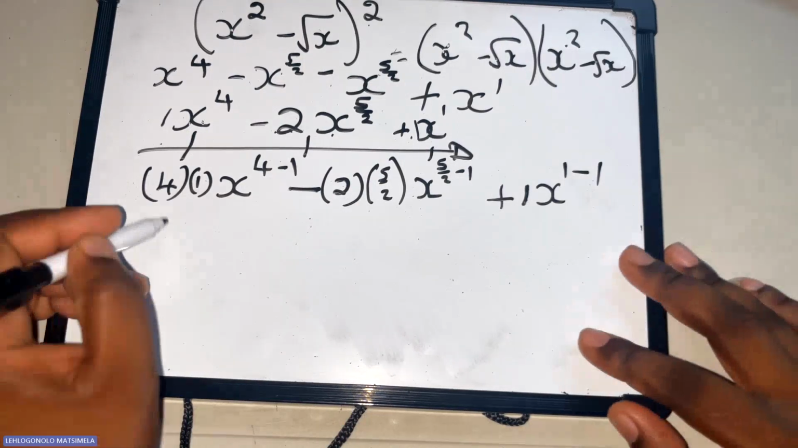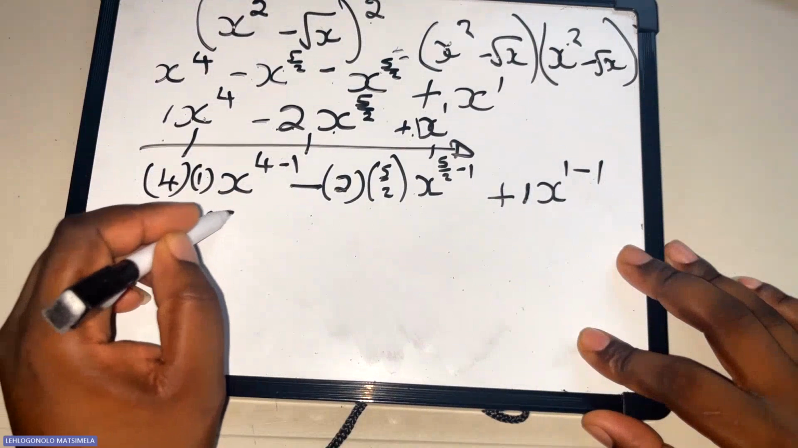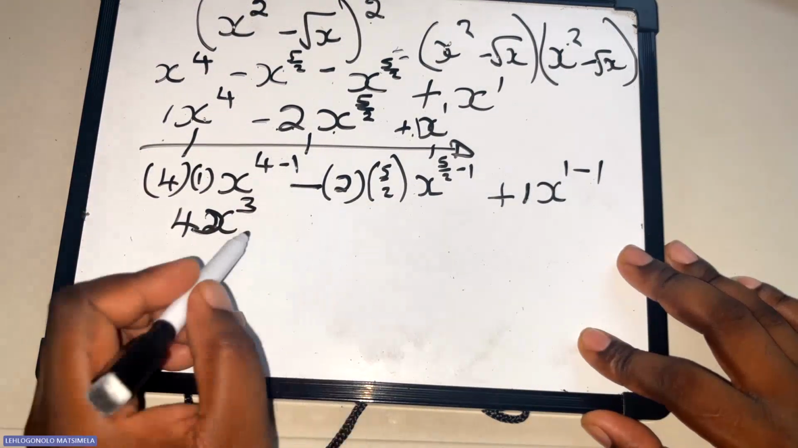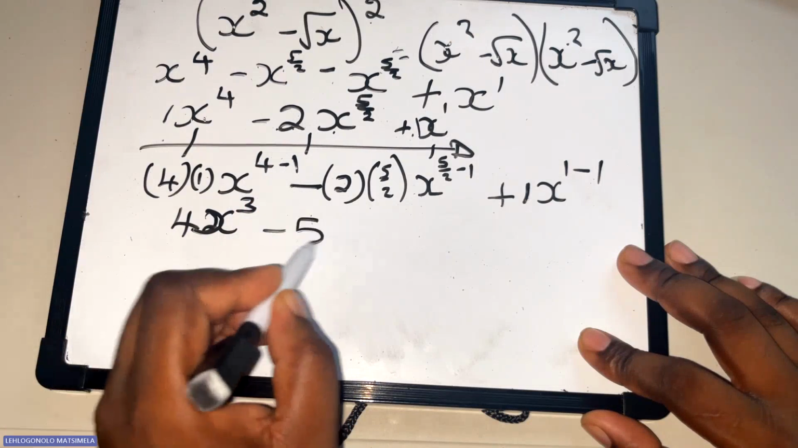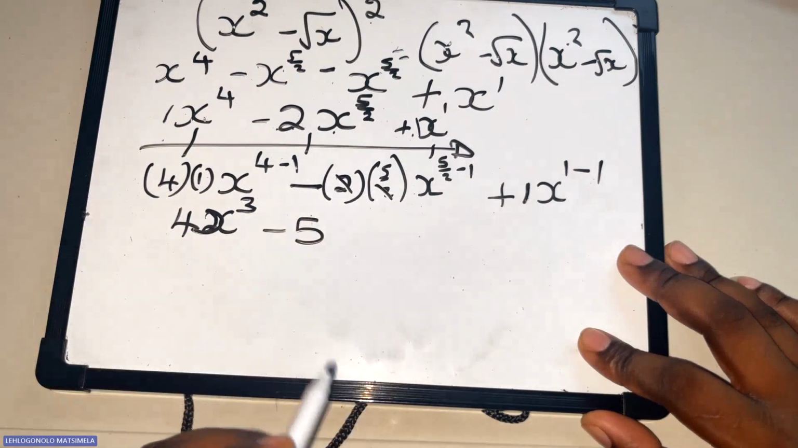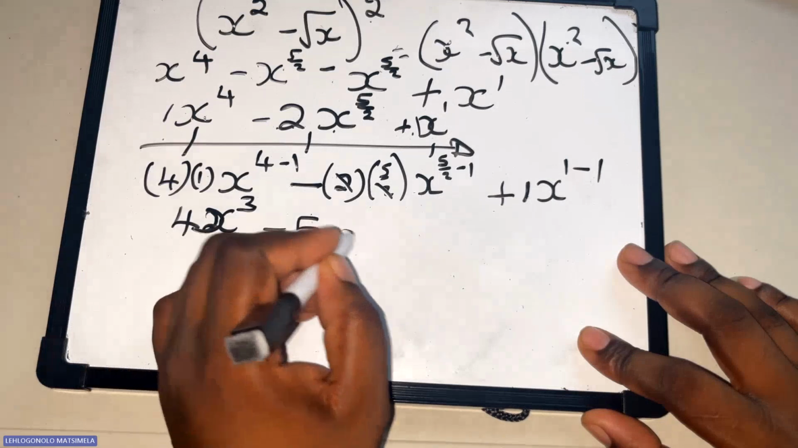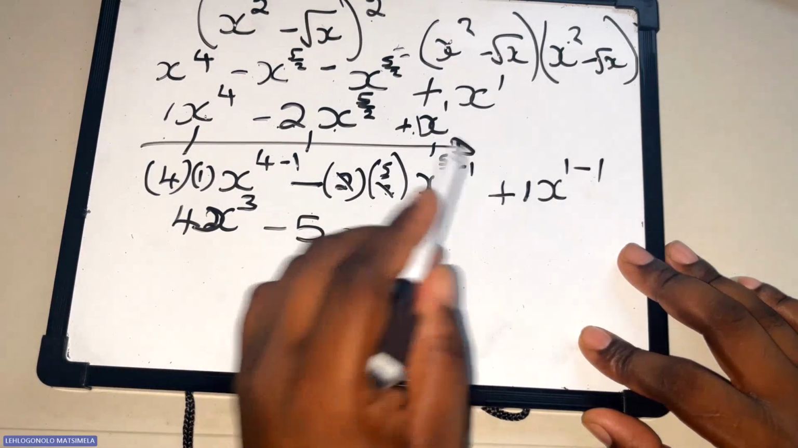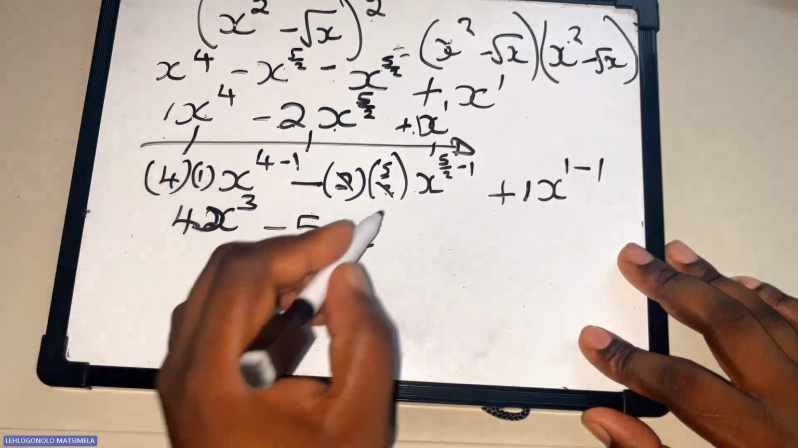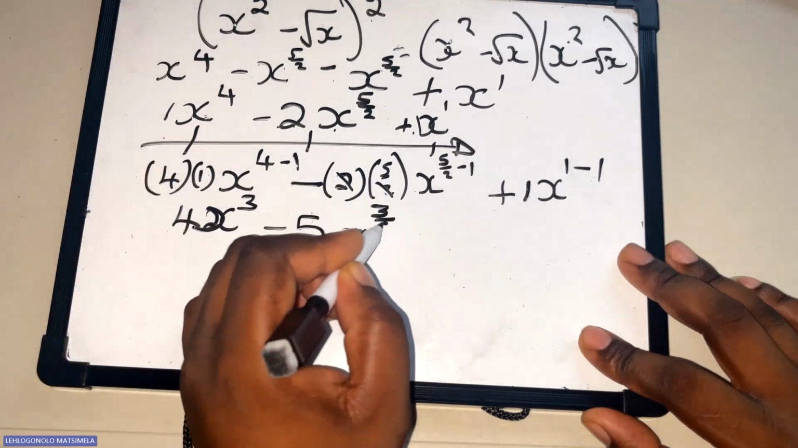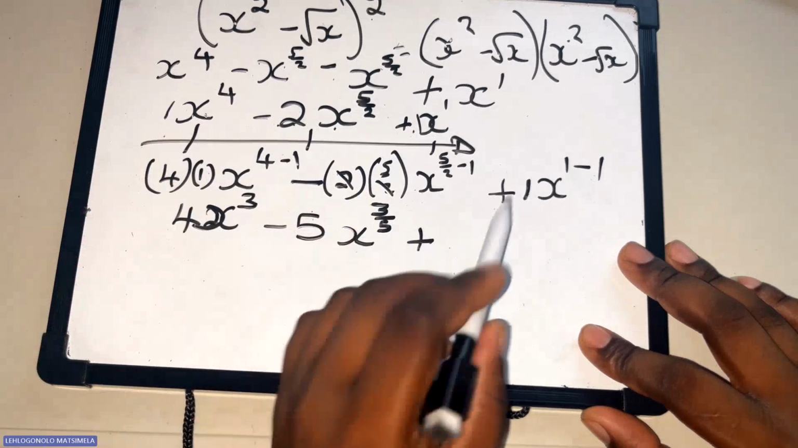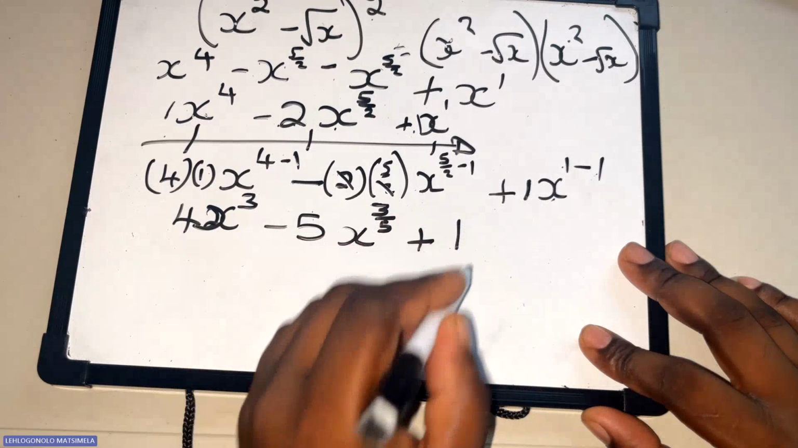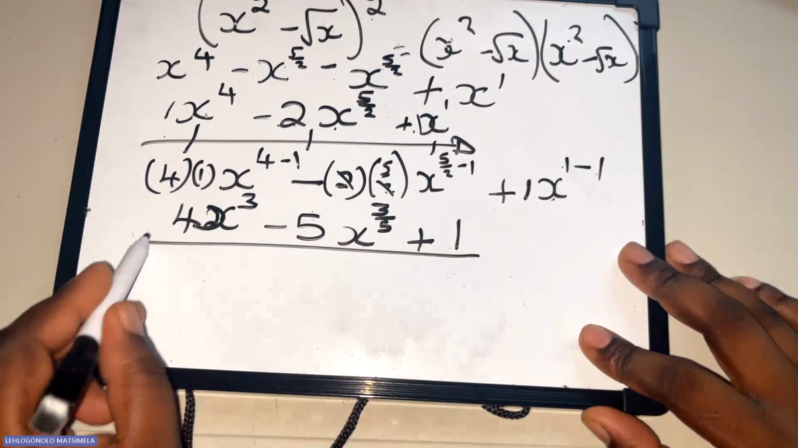Then from here we simplify. We have 4x to the power of 3, then minus 5. When you multiply this one, it gives you minus 5, and then x as it is, with the exponent 5 over 2 minus 1, which gives 3 over 2. And then plus, anything to the power of 0 is 1, so plus 1. And here we are.